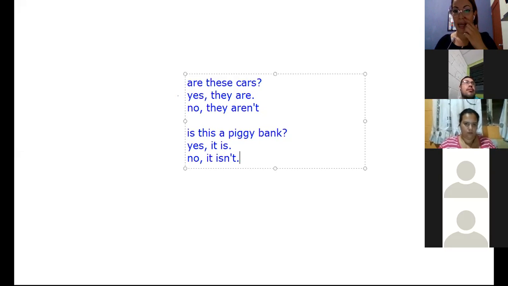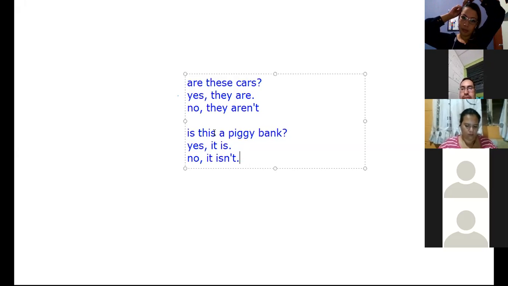El ejercicio que estamos haciendo es yes, no questions con el verbo to be. Vamos a usar is o are, de acuerdo al contenido que nos toca hoy en la plataforma, que es el ejercicio 2.6, oraciones y preguntas, como las que tienen ahí en el ejemplo. Are these cars? O is this a piggy bank? Solo recordando que usamos are these cuando preguntamos por algo plural, y vamos a usar is this cuando preguntamos por un objeto, algo singular. Y luego lo van a hacer en grupo, las preguntas.